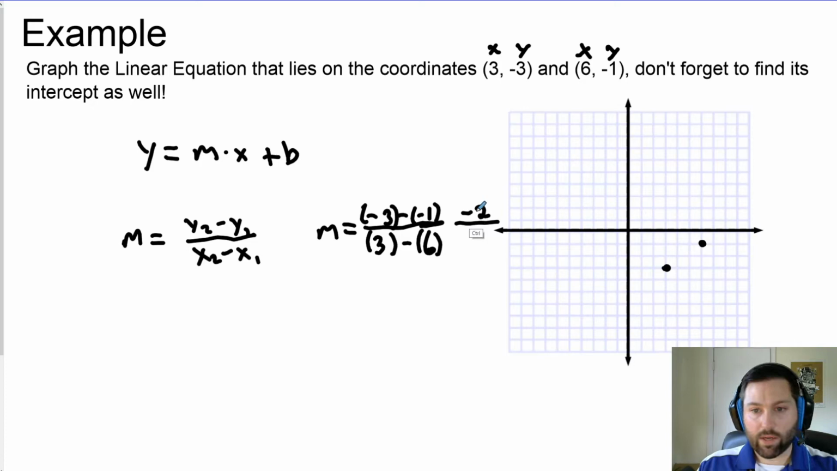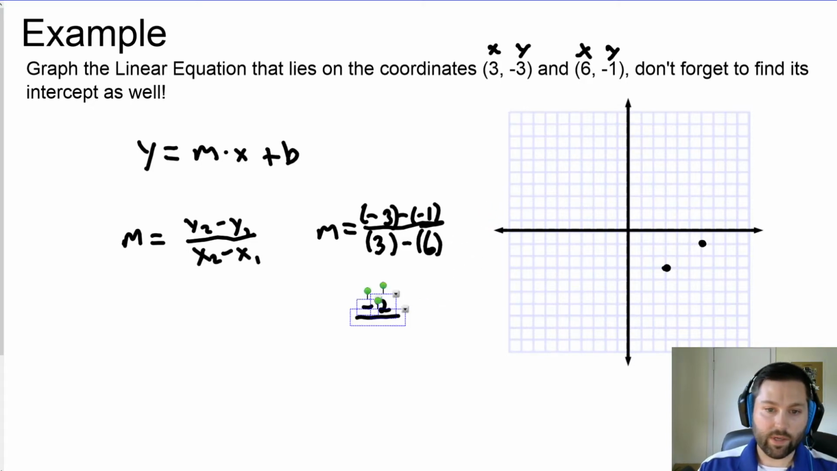And actually, you know what? I don't want to write it there. We're going to write it down here, so I have a little bit more space. And then 3 take away 6 is negative 3.